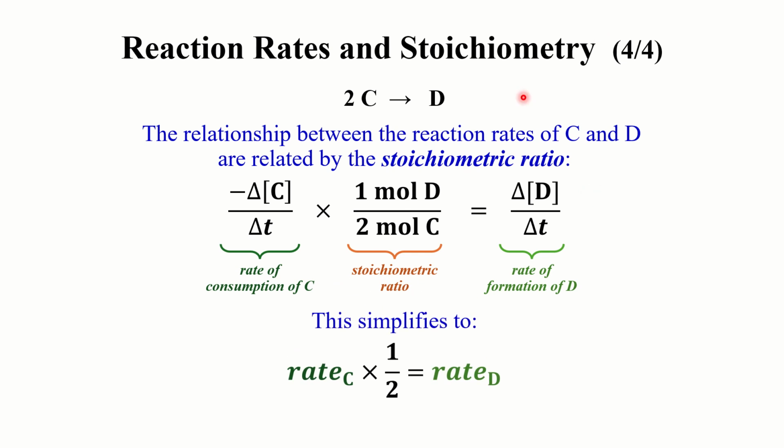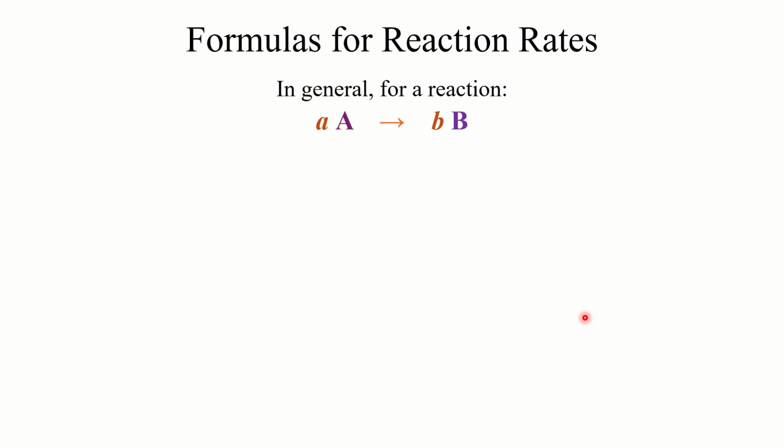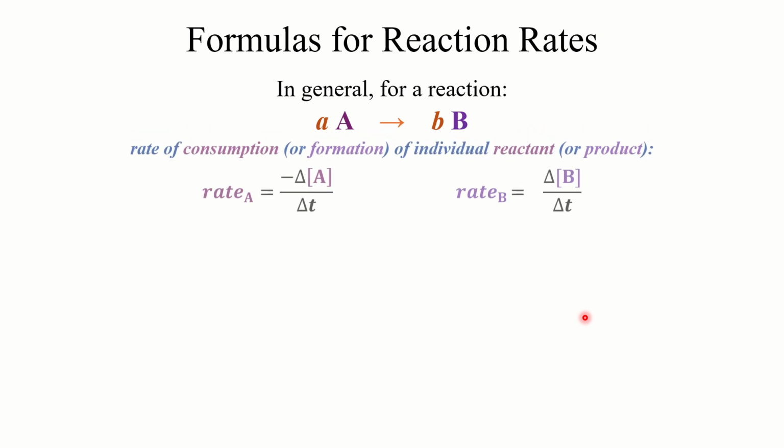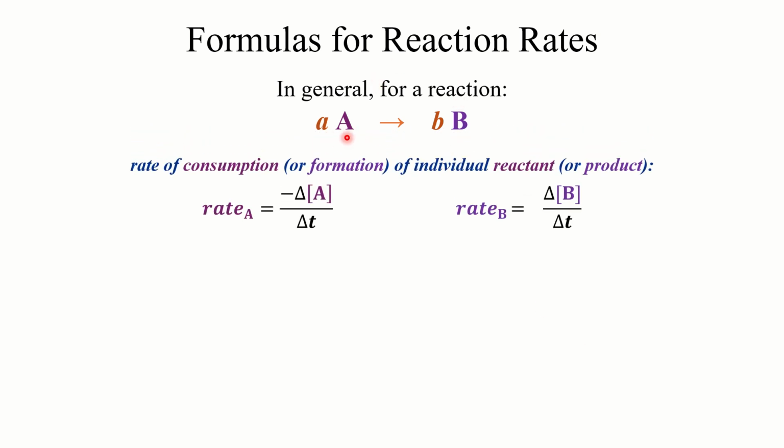This can actually be simplified, and we can say then that rate C times 1/2 equals rate D. To make this a little more general, for a reaction aA forms bB, the little a refers to the coefficient, the big A is the identity of the reactant, and on this side the little b is the coefficient, and the big B here is the identity of the product.